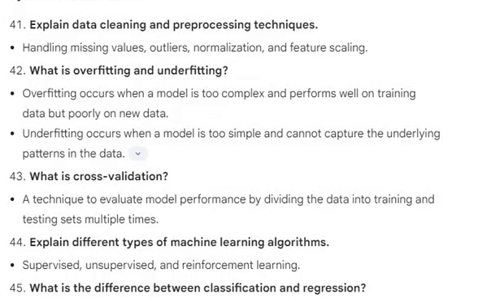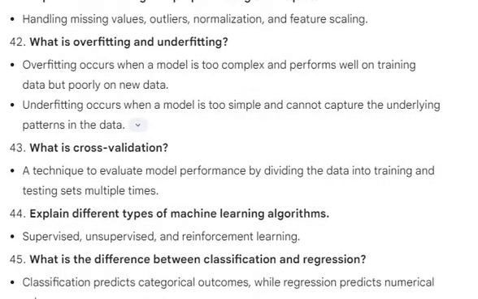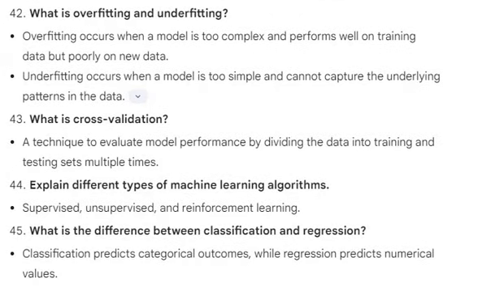What is cross-validation? A technique to evaluate model performance by dividing the data into training and testing sets multiple times. Explain different types of machine learning algorithms. Supervised, unsupervised, and reinforcement learning. What is the difference between classification and regression? Classification predicts categorical outcomes while regression predicts numerical values.